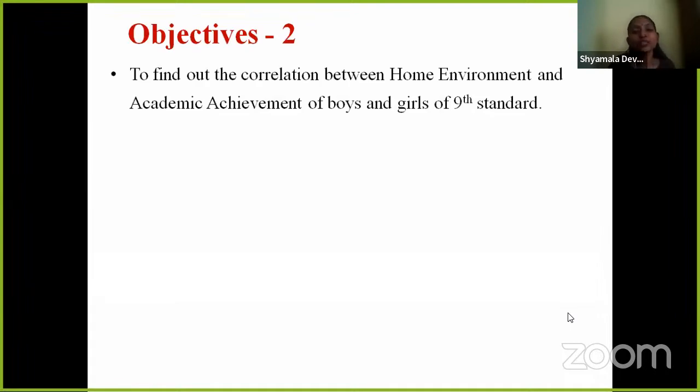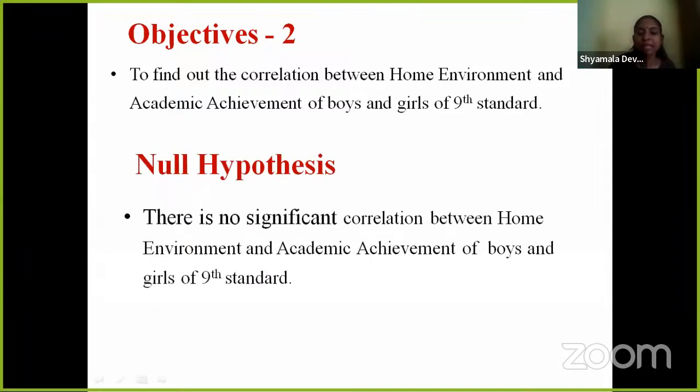To find out the correlation between home environment and academic achievement of boys and girls of 9th standard. The hypothesis is that there is no significant correlation between home environment and academic achievement of boys and girls of 9th standard. For this, I have to split the subgroups. Under gender, we have 2 subgroups, boys and girls. I will calculate the correlation separately for boys and separately for girls. Let us see how to do that.